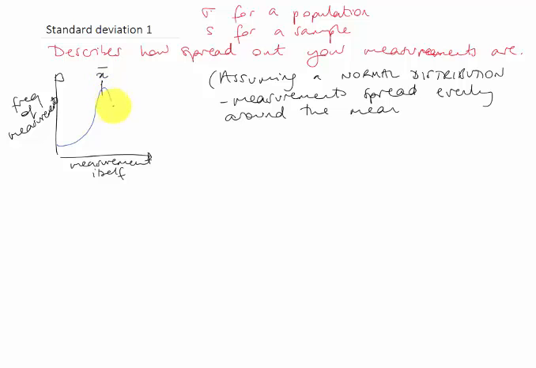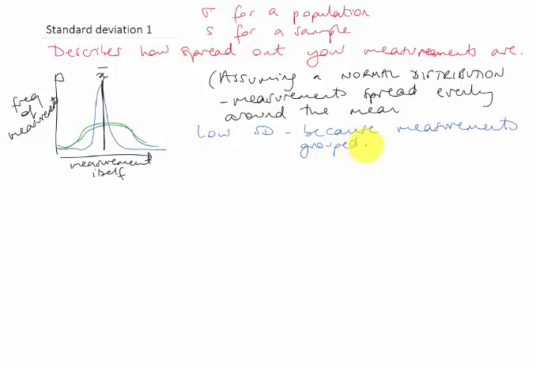For example, we could have one where the measurements are quite close together, or this one where they're more spread out. In fact, I'm going to be more extreme with that blue one. Okay, so these are both spread out evenly around the mean. However, the blue one has a low standard deviation because the measurements are grouped closely together, whereas the green one has a high standard deviation because the measurements are quite spread out.